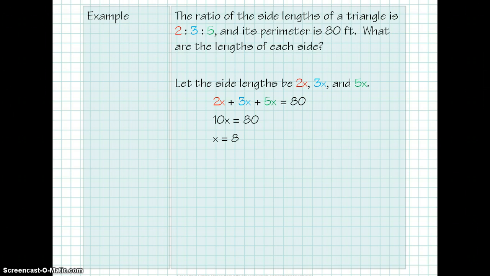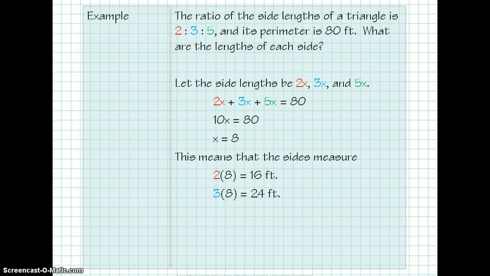Now if I want to find the side lengths, I can plug it back in, which means I'm going to have one side that's 16, one side is 24, and the other side is going to be 40. And if you want to, you can check that by adding them up, and it will equal 80 feet.